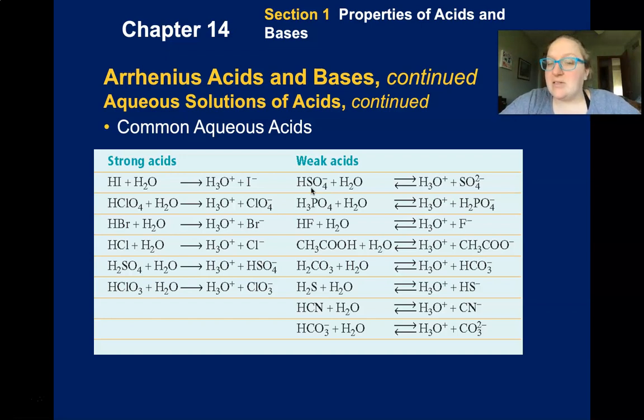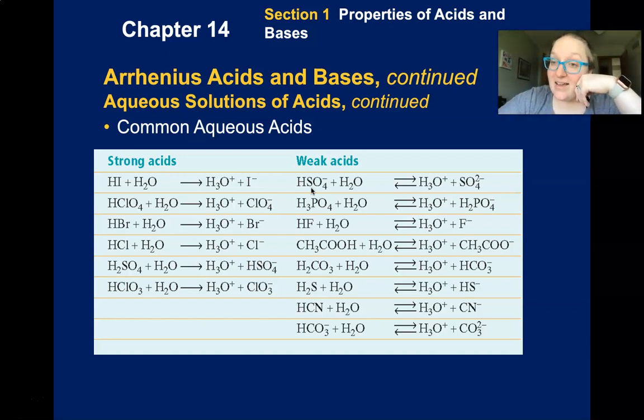Nothing will be left behind. So you'll see that on the left column of this table, the strong acids all go straight to the right, correct? So all of the reactants become products. There is no reversible arrow. But our weak acids are always written with an arrow that points both ways.